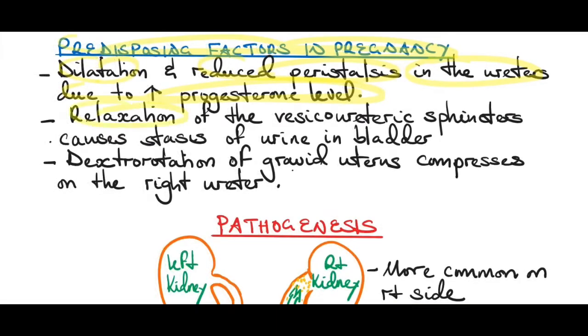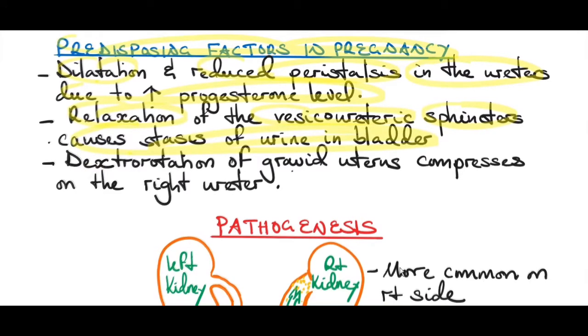Progesterone also causes relaxation of the vesicoureteric sphincters, which causes stasis of urine in the bladder. There is dextrorotation of the gravid uterus, which compresses the right ureter. So what happens is, when the uterus is growing and expanding, it rotates to the right and sits on the right ureter. So there's obstruction of urine outflow from the ureter going to the bladder. This obstruction also causes hydronephrosis. So it's common for pregnant women to have right hydronephrosis because the urine starts building up in the kidneys. Hydronephrosis is simply fluid in the kidneys.